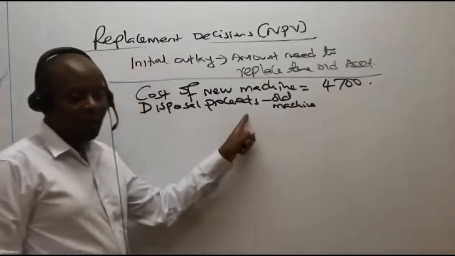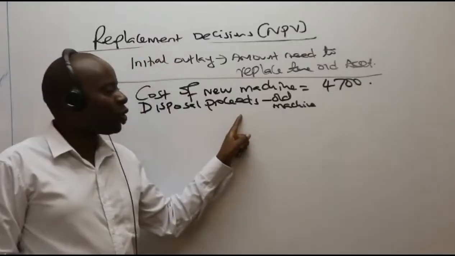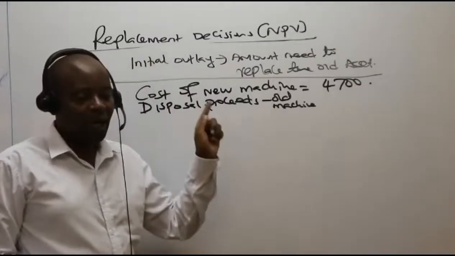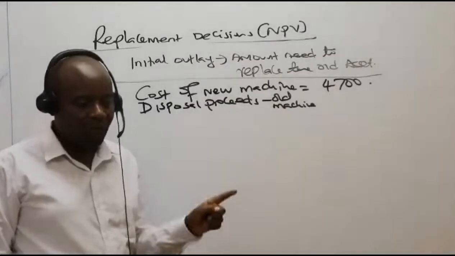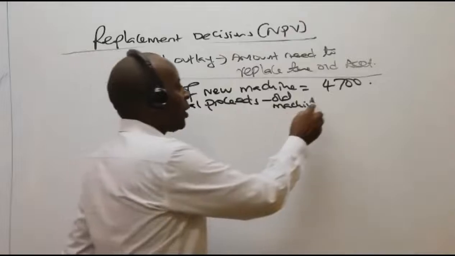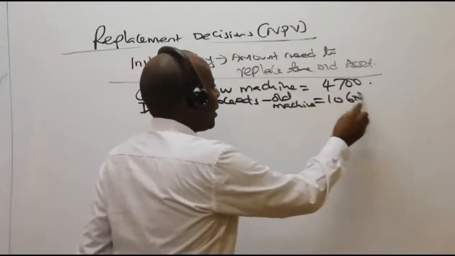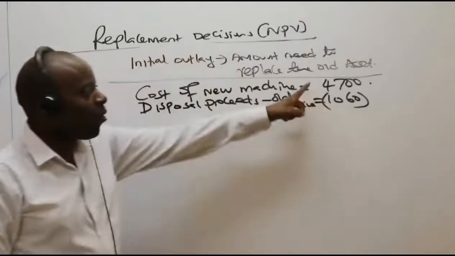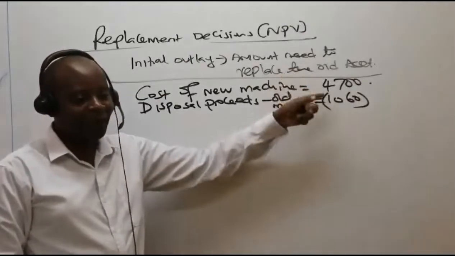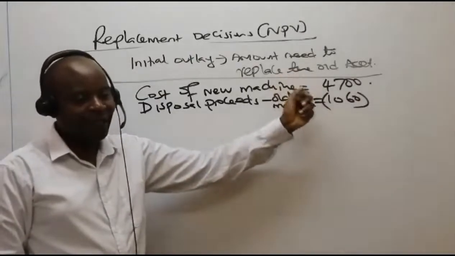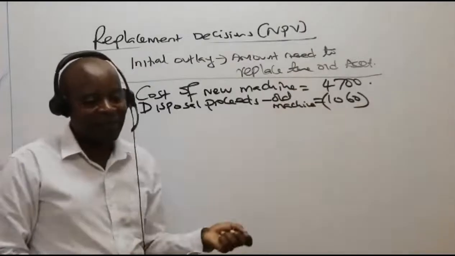This will make my life a little bit easier. Disposal proceeds of the old machine, how much? Disposal proceeds of the old machine, 1060. Of course, they have to go in the opposite directions. The moment you take the cost to be positive, then the disposal proceeds revenue has to be negative.